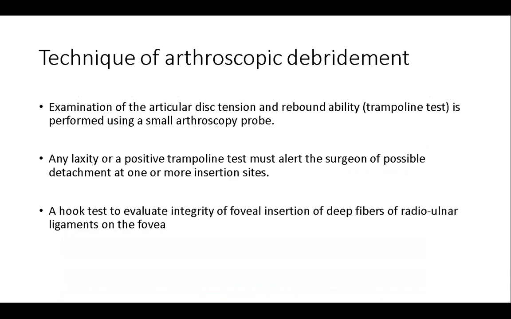Technique of arthroscopic debridement. Examination of articular distension and reboundability, which has already been described as the trampoline test, is performed, and any laxity should alert that there is detachment at one or more sites. The hook test is also done to evaluate the foveal insertion of deep fibers of the radioulnar ligaments.